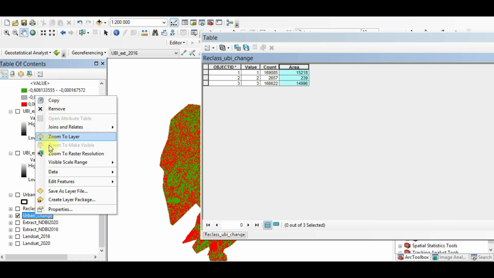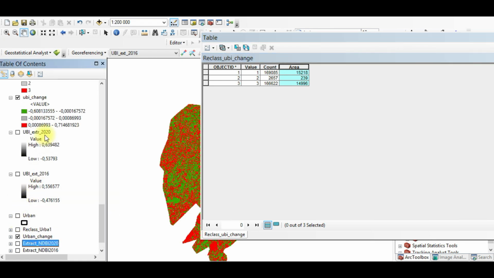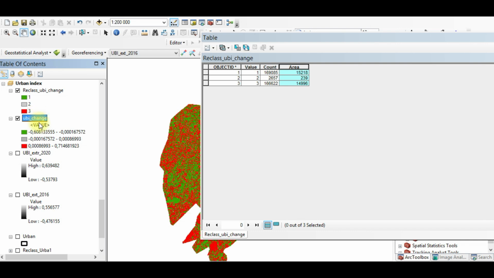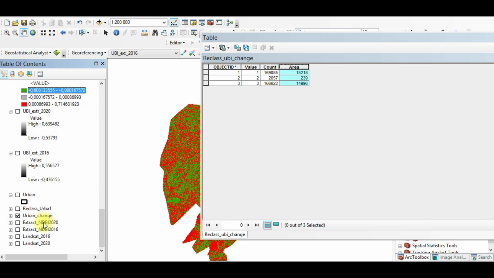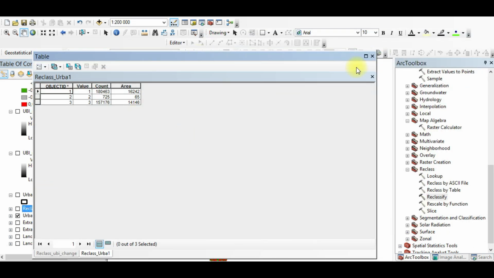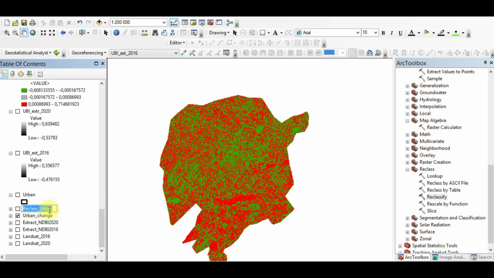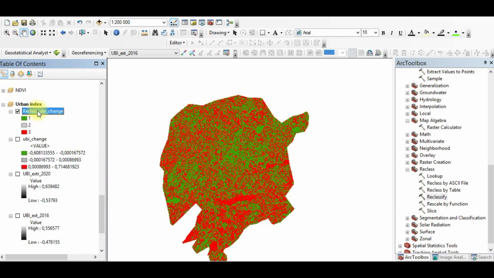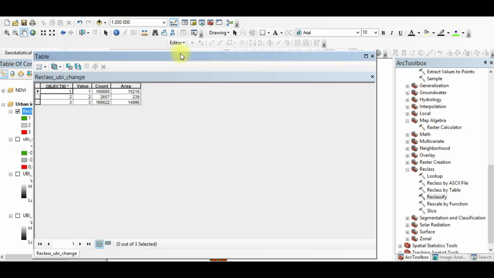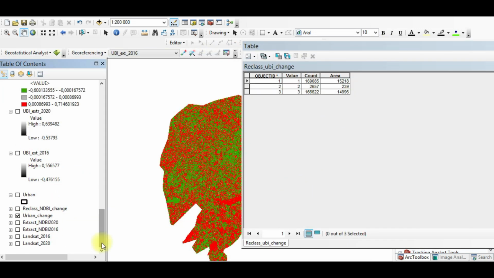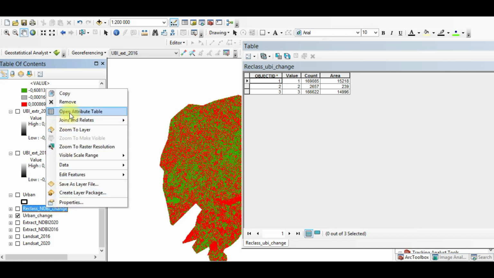We can open again the urban change. Where is it? This was it, right? No, this one. So we can compare. This is the NDBI, right? Probably I should change the name to NDBI change, and this is the UBI change. So we can compare NDBI change to UBI change.